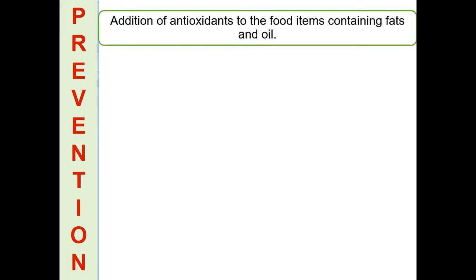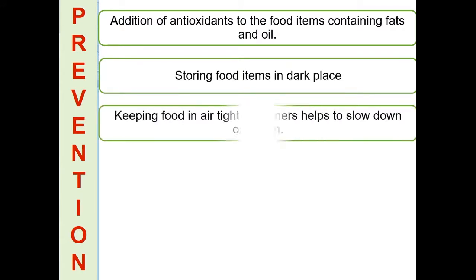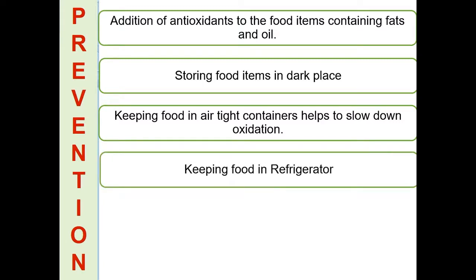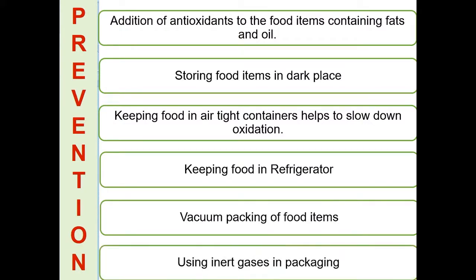Prevention of rancidity. Addition of antioxidants to the food items containing fats and oil. Storing food items in a dark place. Keeping food in airtight containers helps to slow down oxidation. Keeping food in the refrigerator. Vacuum packing of food items and using inert gases in packing.